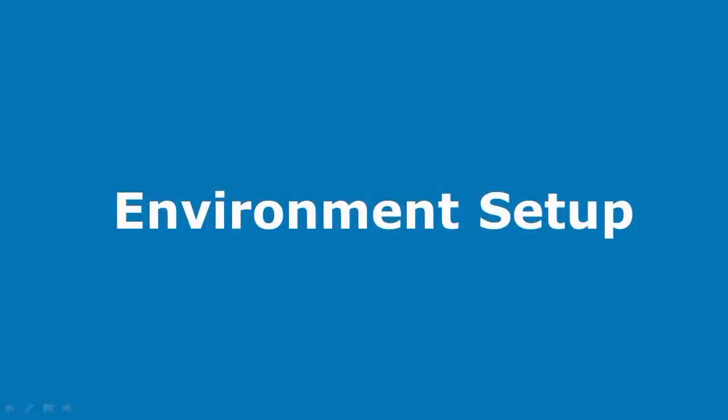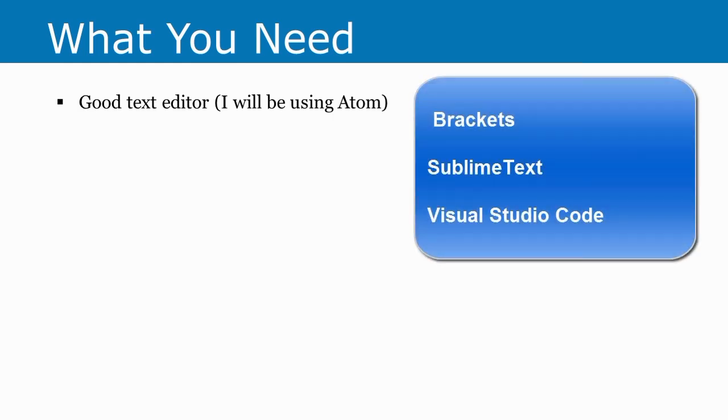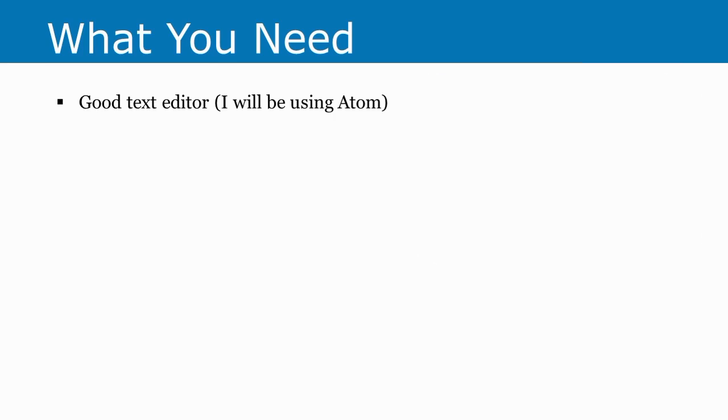Hello and welcome. We are going to take a look at the requirements that we need to set up the environment to explore the Chrome Developer Tools. The first thing we need is a good text editor. I will be using a text editor called Atom. There are several other good ones also available, like Brackets, Sublime Text, and Visual Studio Code. There will also be a video on how to install Atom. So if you want to use Atom, there will be a video available to guide you through as well.